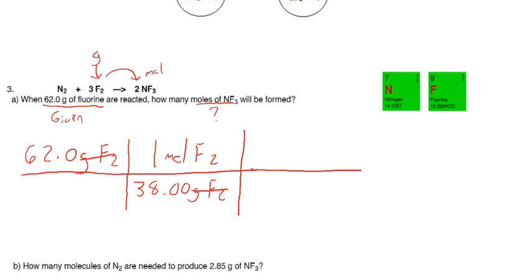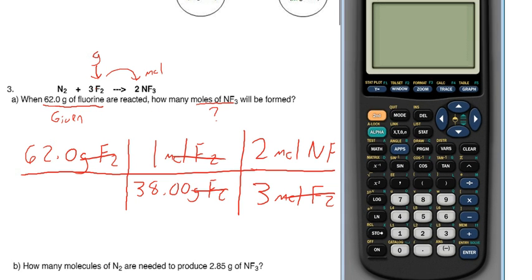So I find moles of fluorine. Well, this thing tells me that there are 3 moles of fluorine for every 2 moles of nitrogen trifluoride. Canceling out the units that aren't needed, we are now in moles of nitrogen trifluoride, which is what the problem asked us to solve for, so we can put this into our calculator.